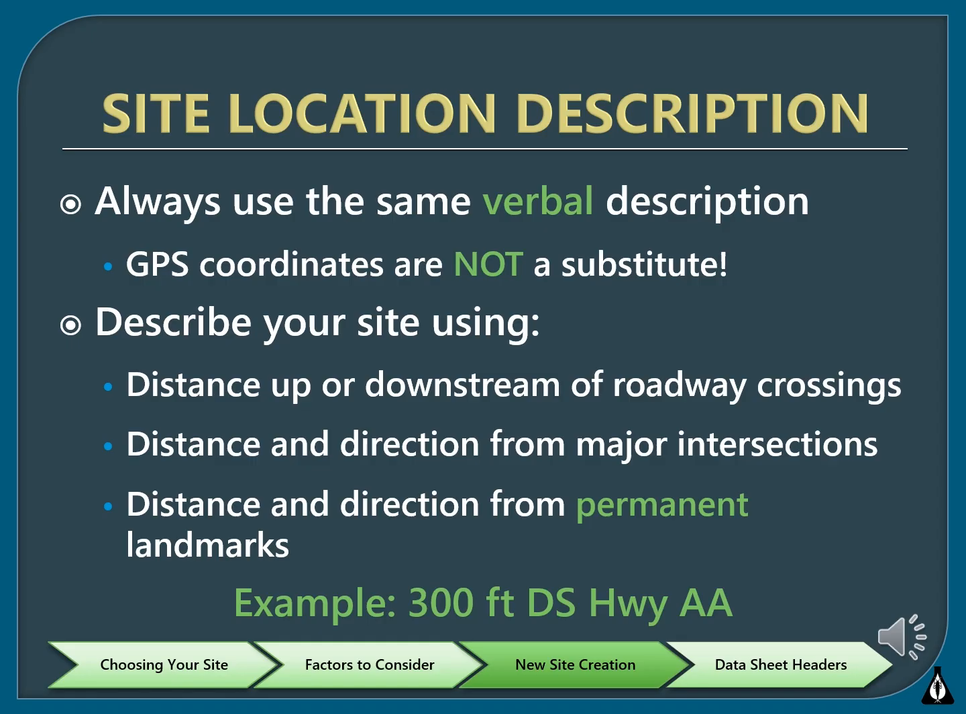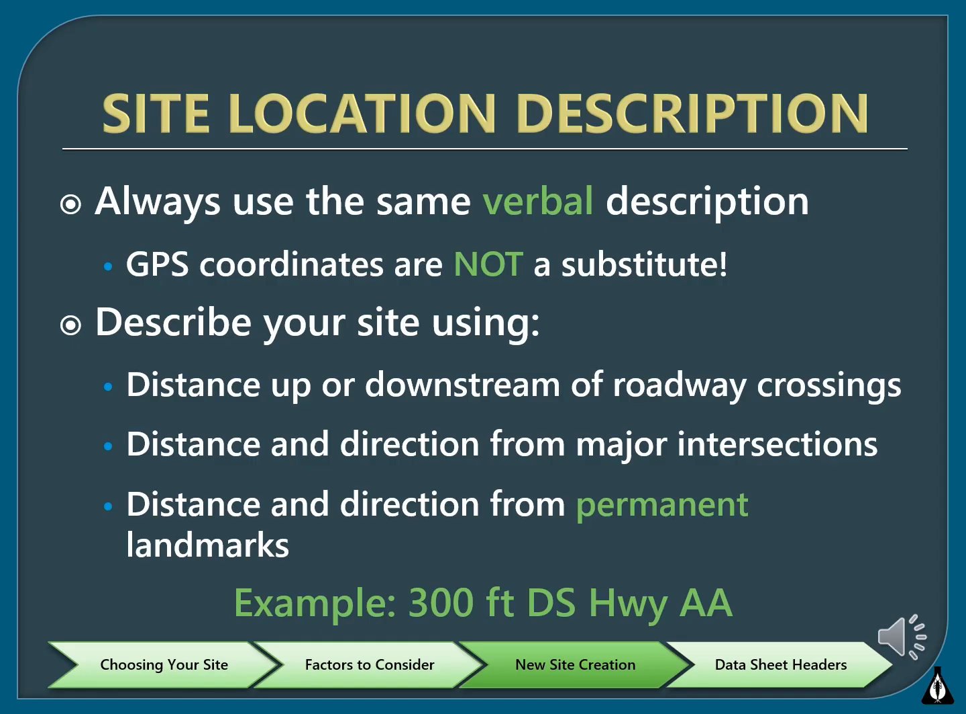So you always want to use the same verbal description for a particular site and not use GPS coordinates. If you say that your site is 300 feet downstream of Highway AA, then you're going to want to put that on every single data sheet so that you know what site location you're submitting data to. A lot of this information will be pre-populated if you're entering your data online, so there's less room to make mistakes, but it's always good to use the same verbal description whenever you're writing it out on your data sheet and whenever you're submitting data online.